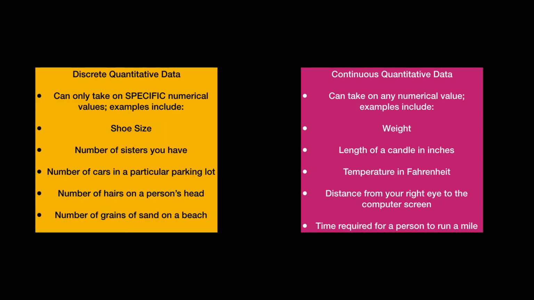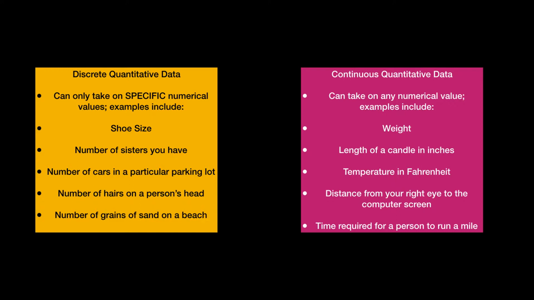If we differentiate between discrete and continuous quantitative data, then discrete data is data that can only take on specific numerical values, and examples include shoe size, the number of sisters that you have, the number of cars in a particular parking lot, the number of hairs on a person's head, the number of grains of sand on a beach. However many of each of these things there is, there is a specific numerical value for it.